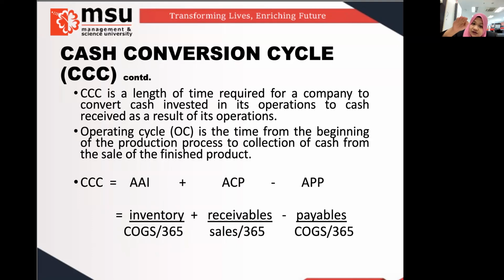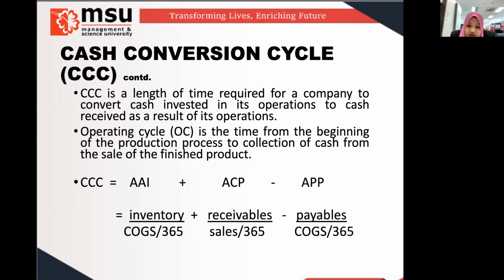Okay, you cannot divide inventory divide cost of goods sold divide 365. It cannot be done like that. You have to do cost of goods sold divide 365 first, and then inventory divide with the answer. Or what you can do is inventory divide cost of goods sold multiply with 365. Also the same answer you will get.